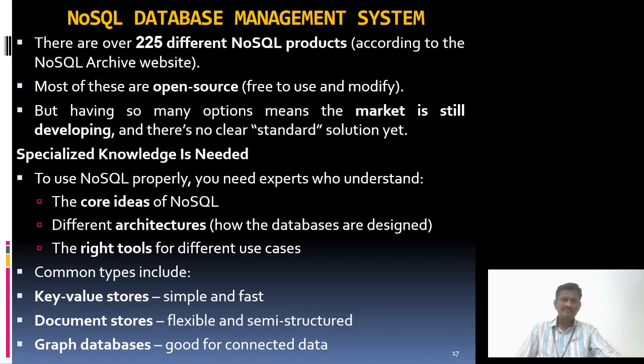The main categories of NoSQL databases are key value stores, which are very fast, used for session storage and cache. Next one is document stores, used to store flexible, semi-structured data. Then graph databases are ideal for highly connected data like social networks. Each type is suited for different use cases.